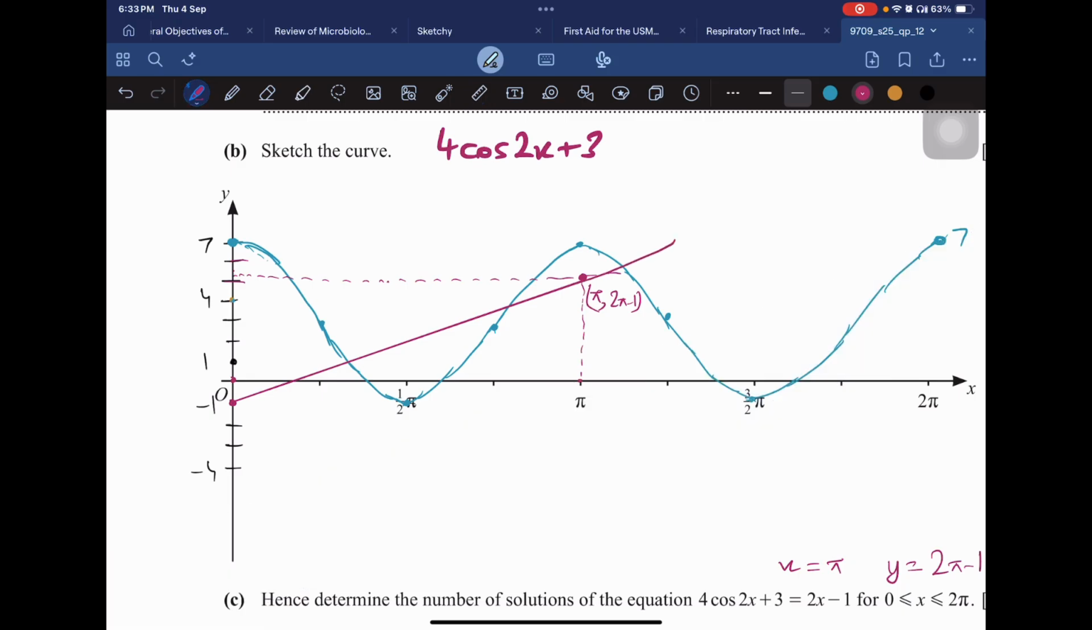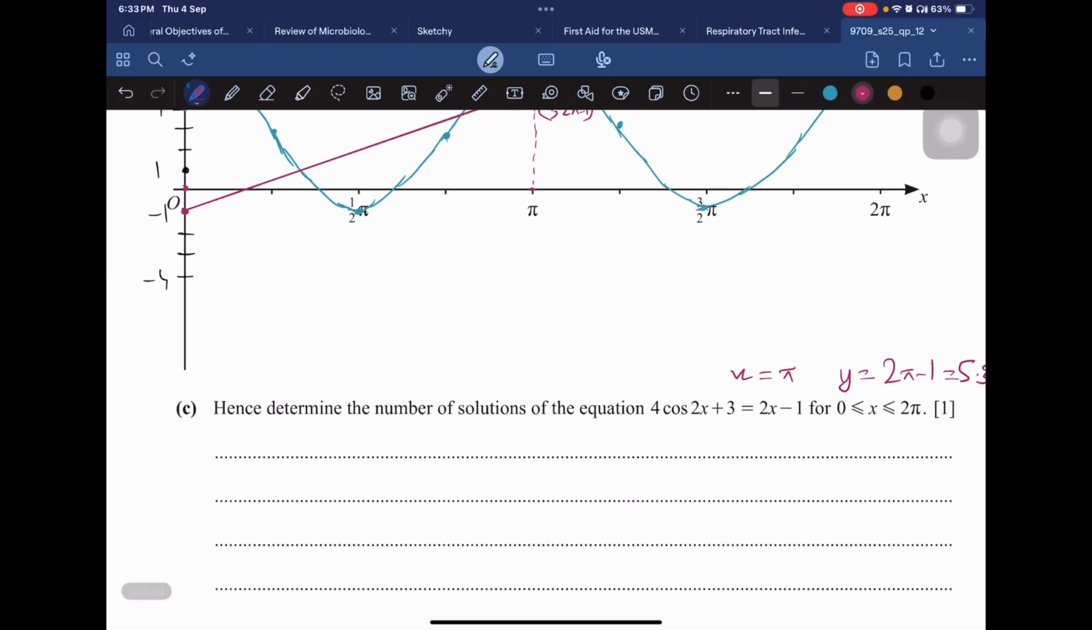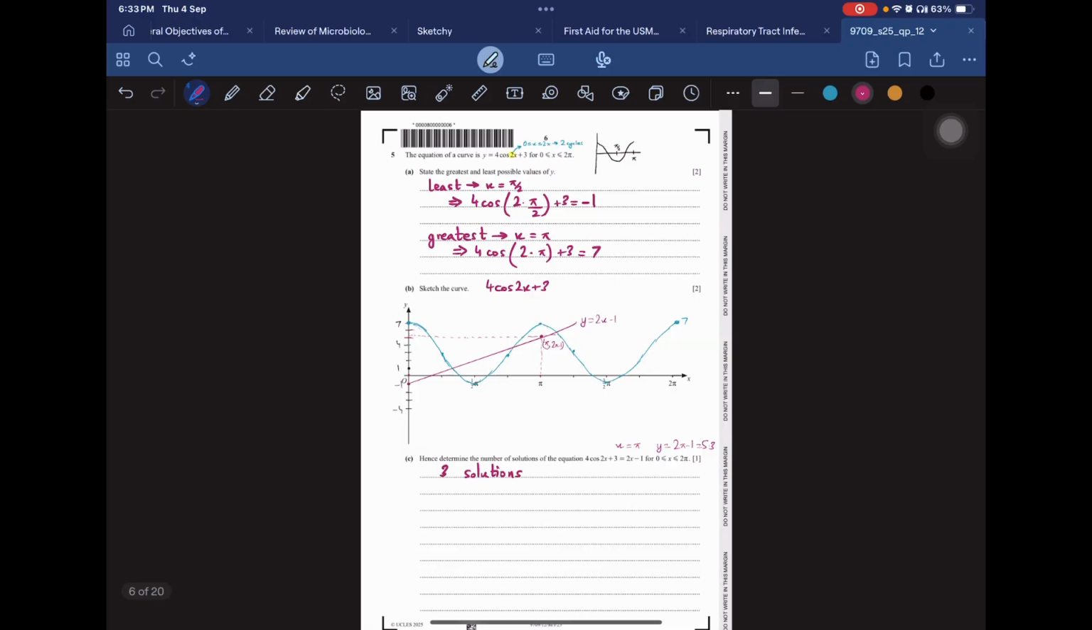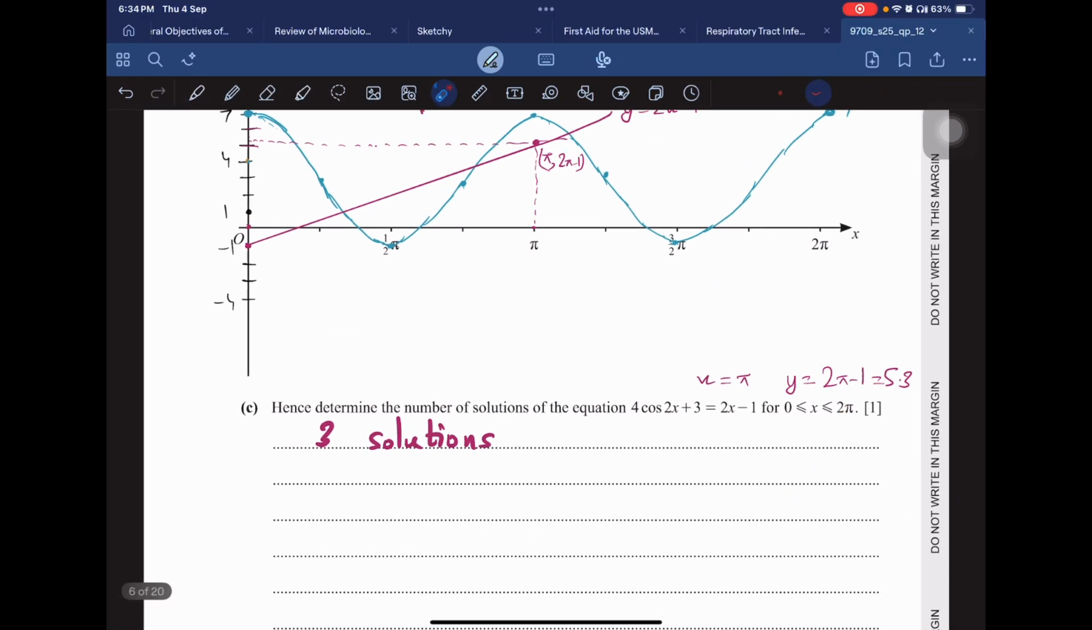So we can see over here that the line y equals 2x minus 1 intersects the graph 4 cos 2x plus 3 at 3 distinct points. That means that there will be 3 solutions for the equation that was given over here. That's the graph equals the line. There are 3 solutions. I hope this made sense. Also, this part is just 1 mark, so you just have to give the answer. You don't even have to draw the graph. That was just to explain it to you guys.